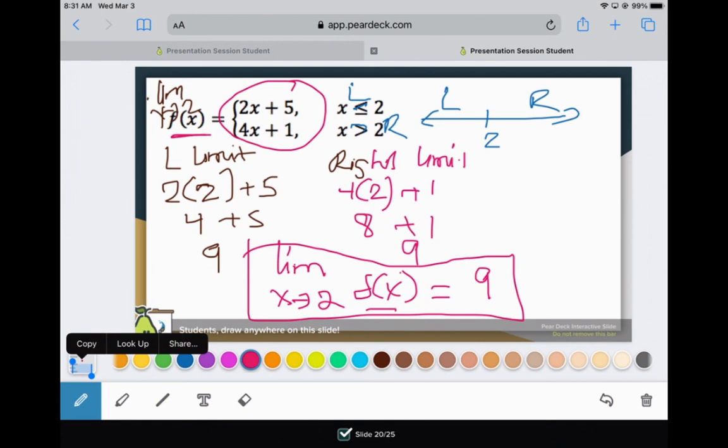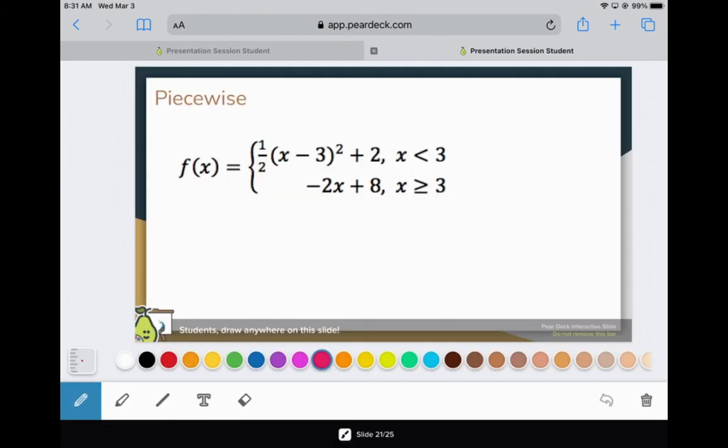All right, let's check in. This is a piecewise function. I'm going to ask you to try this one. We're going to do this one. Find the limit as x approaches 3.